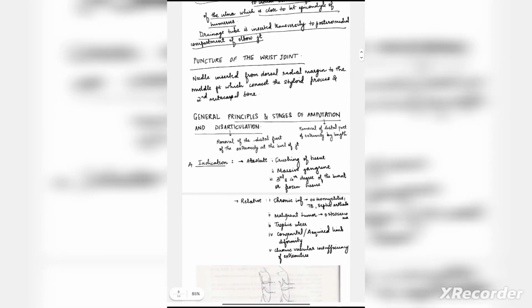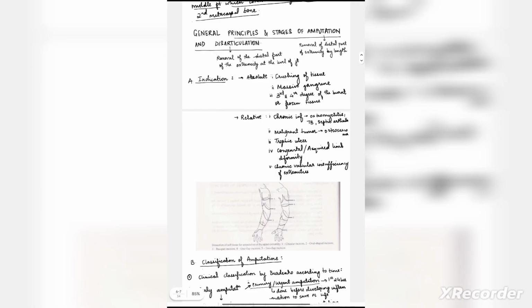Next is puncture of the wrist joint. A needle is inserted from the dorsal radial margin to the middle point which connects the styloid process and the metacarpal bone. Now next are the general principles and stages of amputation and disarticulation. Amputation is removal of the distal part of the extremity along its length, and disarticulation is removal of the distal part of the extremity at the level of a joint.